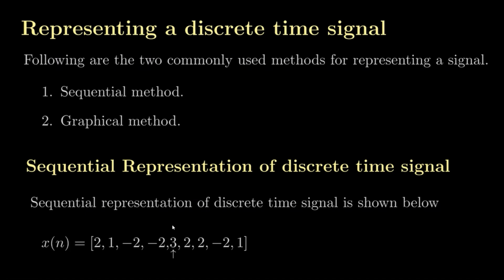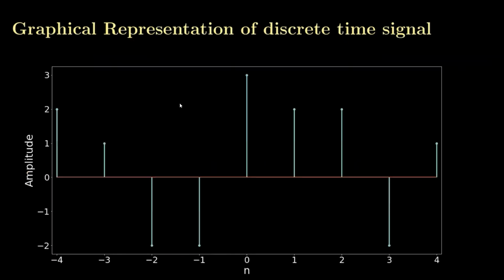In the sequential method, a discrete time signal is represented like an array or a list. You can see an upward directed arrow that shows that 3 is the magnitude of the signal when n is equal to 0. This arrow indicates that the sample at time interval 0 has a magnitude of 3. The samples on the right side of this arrow represent the positive time points, while the samples on the left side represent the negative time points. So the value of the signal at n equals 0 is 3. These are the samples at positive time points, and those on the left are the samples at negative time points.